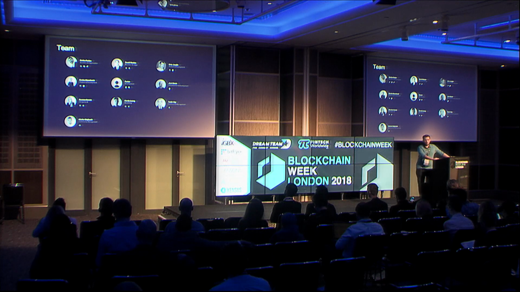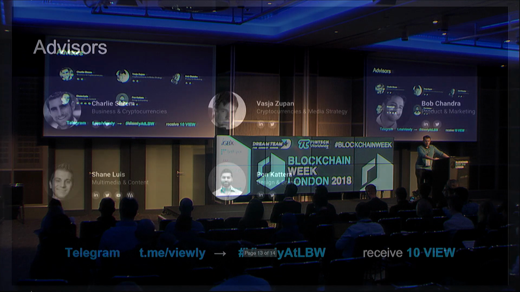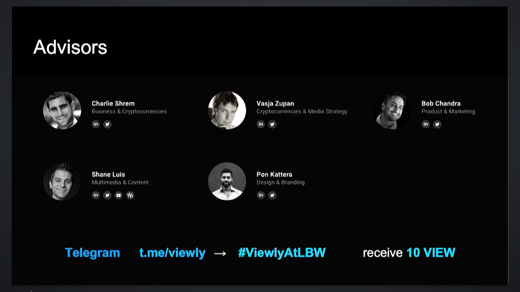There's quite a big team already. Three of us are here, and we also have a really good team of advisors. To mention maybe the first line, Charlie Schramm is one of the crypto pioneers. Vasya is COO of Bitstamp, one of the largest exchanges. Bob has been one of the early people at Twitter and Amazon Labs, and is helping with overall marketing strategy. I really think we have a dream team of advisors that help us on our way.